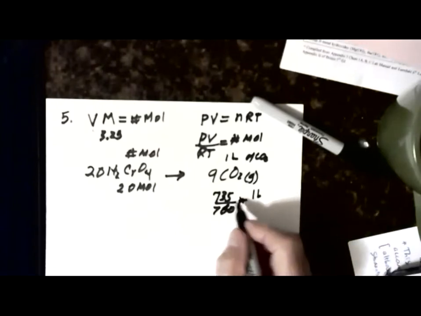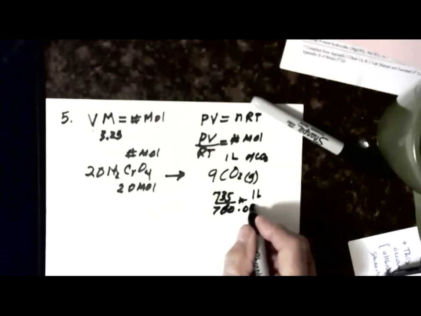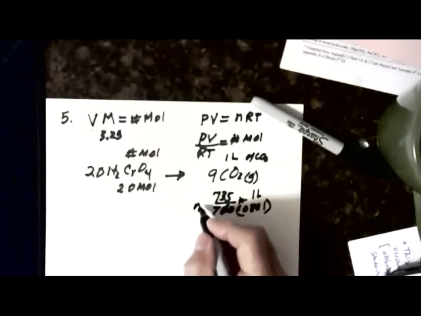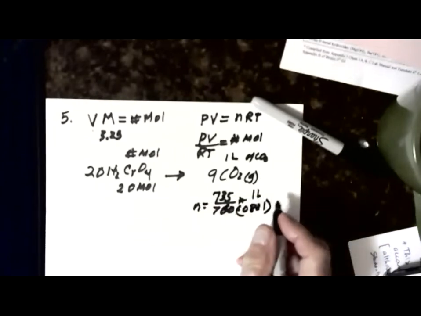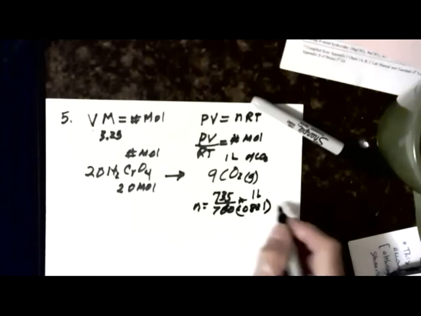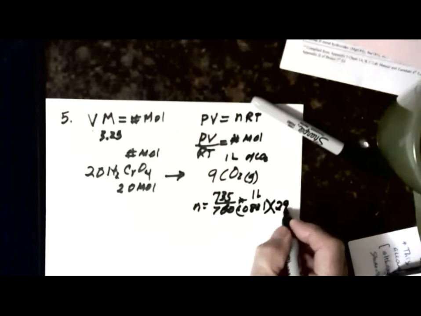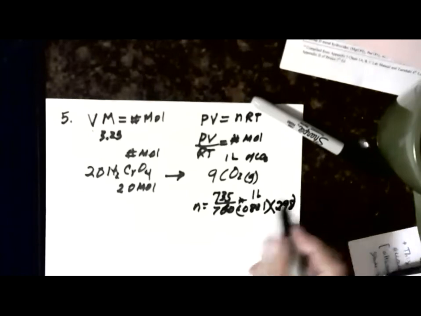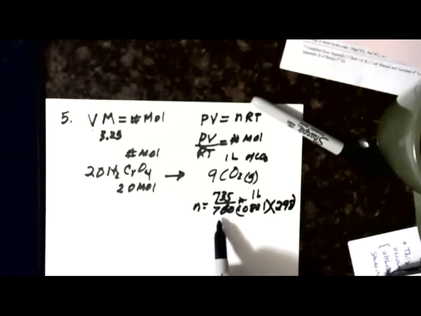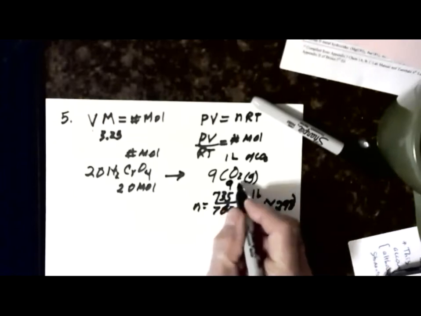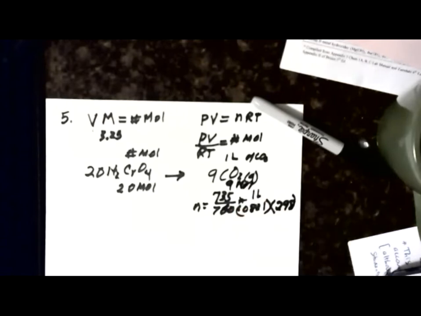I want to divide that by R, 0.0821. And I want to divide that by the temperature. The temperature is 25 plus 273. So the temperature is going to be 298 Kelvin. Okay, so 735 times 1 divided by 760 divided by 0.0821 and divided by 298 is going to be the number of moles. The equation is showing 9 moles. So let's do this math and we'll have a rebalancing factor calculated.